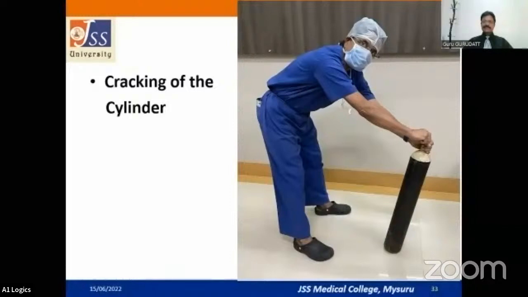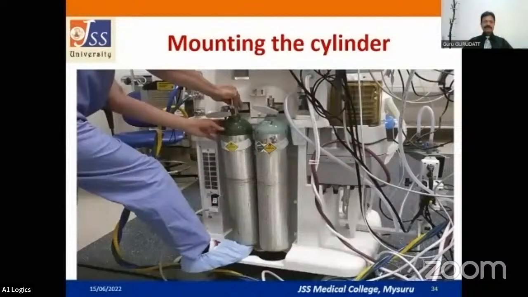The other thing you'll be asked is to mount the cylinder onto the machine, because that is also important. For mounting, you have to lift the cylinder with your foot, balance the cylinder with your foot, and only then mount it to the yoke assembly. This is another very important thing which many students would not have done. So it is better you practice this, because you may be asked how you are going to mount the cylinder onto the yoke assembly.